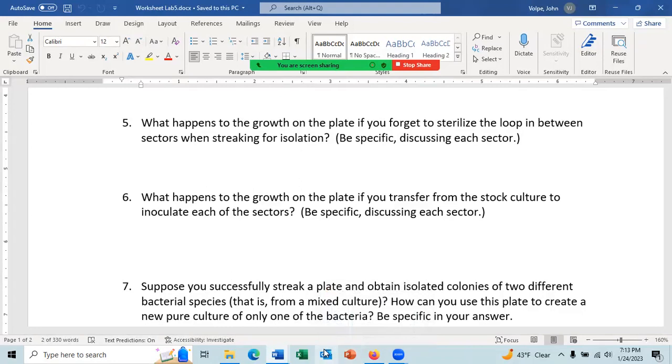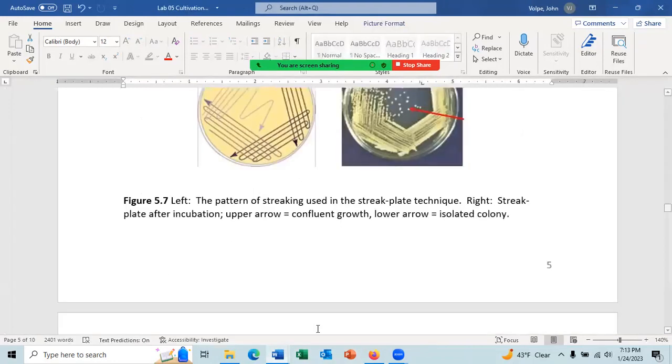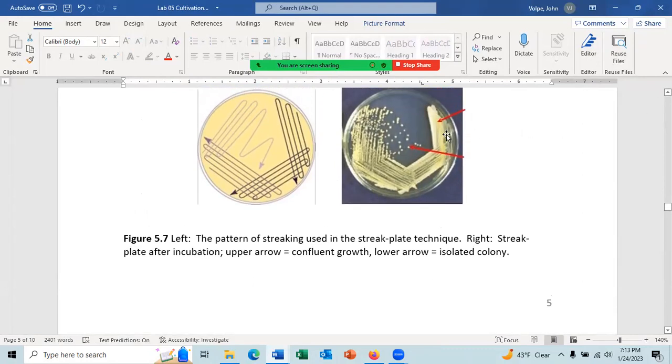So in the picture here, to get sector 1, we put the loop in the stock culture and took the bacteria onto the plate and streaked out sector 1. But we did not go into the stock culture to streak out sector 2. The cells from sector 2 came from sector 1. And then the cells from sector 3 came from sector 2. What will it look like if for each sector you go to the stock culture and then you streak out the stock?